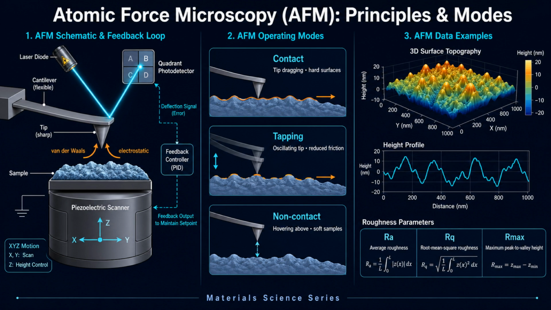In tapping mode, the cantilever oscillates near its resonance frequency, and the tip taps the surface briefly at each cycle. This reduces lateral forces and is gentler on samples. In non-contact mode, the tip oscillates above the surface without touching, measuring force gradients.